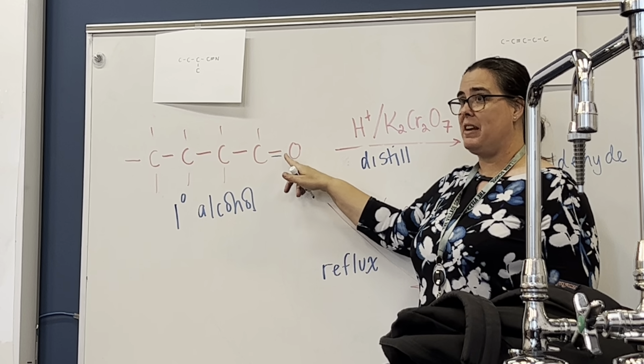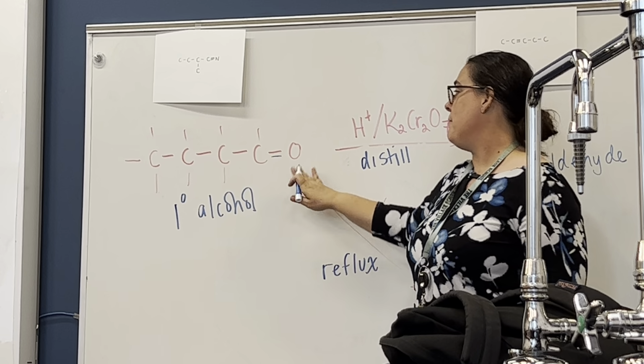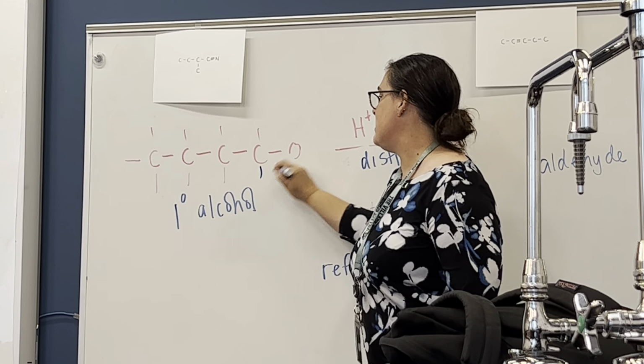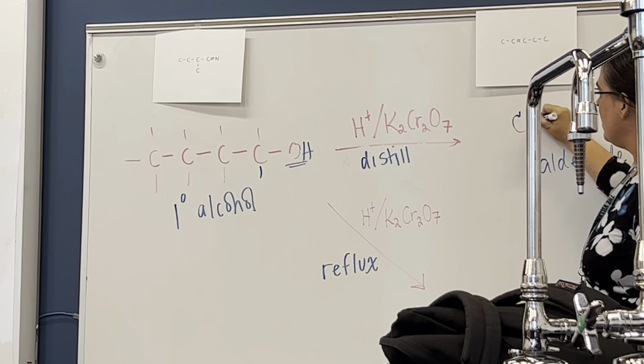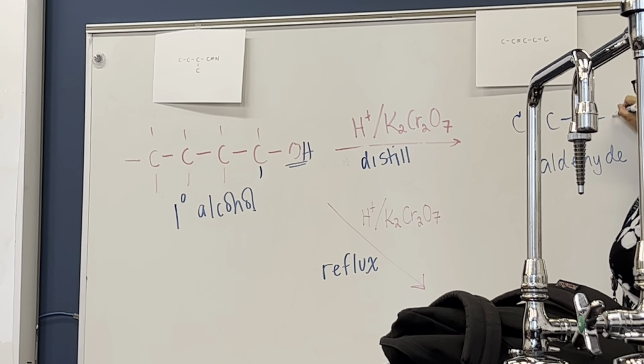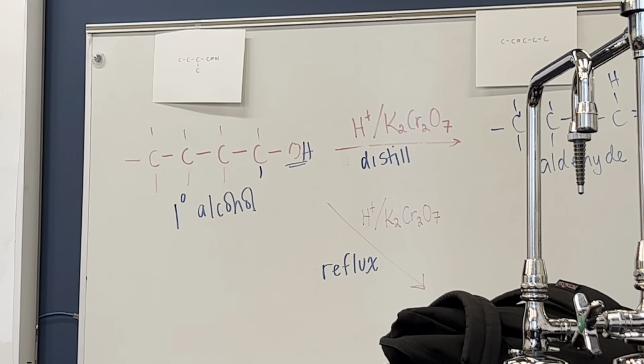The O did not move. That's what I need you to see. The O did not move. So I'm going to turn this back into the alcohol it was. And I'm going to come over here and I'm going to show you the CHO it can become, butanal. If you distill, you will make butanal.